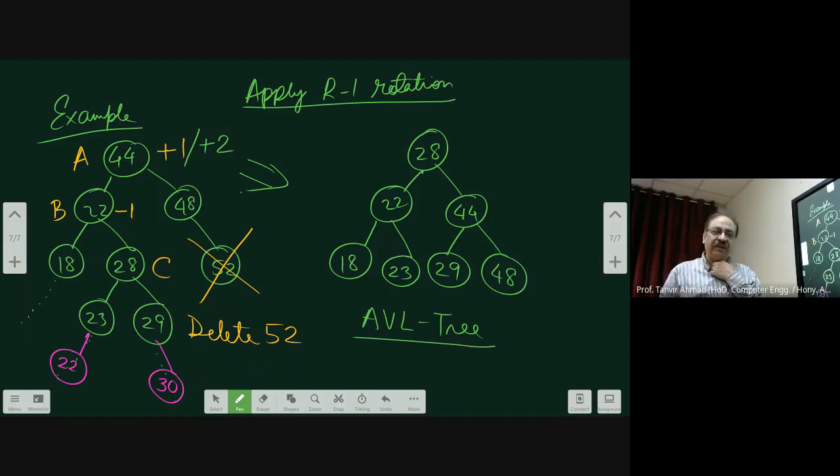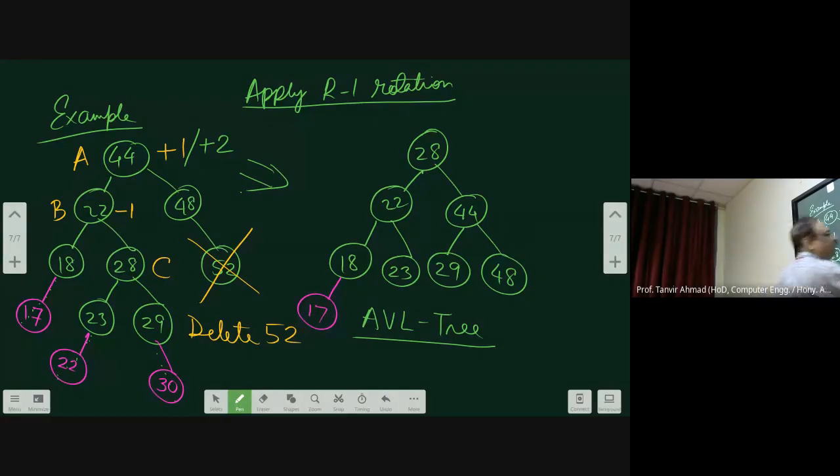At B. Therefore, you must put some node over here. Maybe I might put 17. Now, if this is the case, what you do is you just attach this over here. You attach 17 over here. You attach 22. You attach, say, 30.